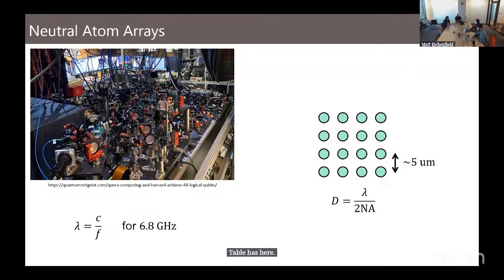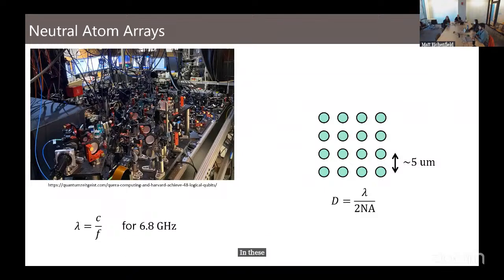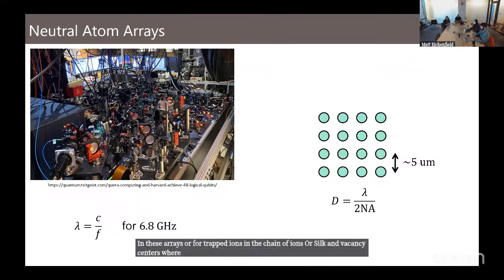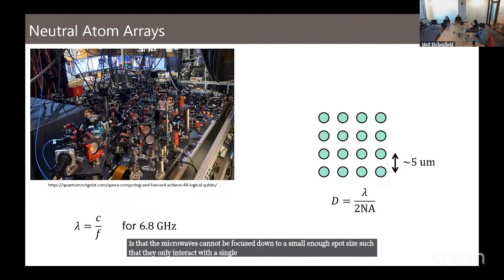What I've already mentioned is you can control these gigahertz frequency transitions in qubits with microwaves directly, because microwaves have that exact frequency of the transition and therefore can drive Rabi oscillations between the ground and excited state of the qubit. However, there's a problem because in these arrays, or for trapped ions in a chain, or silicon vacancy centers embedded into a diamond chiplet with a small spacing, many per square millimeter, the microwaves cannot be focused down to a small enough spot size such that they only interact with a single qubit when you're trying to control a single qubit.